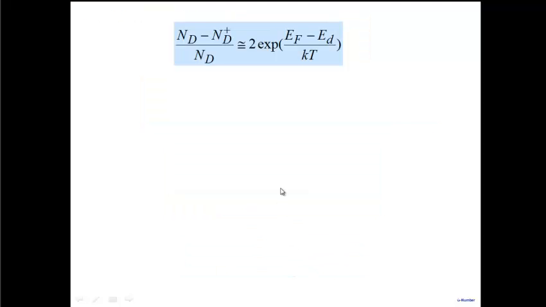All right, so let's start from here. Now Nd minus Nd plus by Nd equals 2. I write this as EF minus EC plus EC minus ED by KT. You can see why I'm doing it. EF minus EC, what does this remind you of? Anytime I see EF minus EC by KT, which equation does it remind you of? This one: N0 equals NC exponent minus EC minus EF by KT. So I'm going to take EF minus EC from here and express it as N0 by NC. So I can get Nd minus Nd plus by Nd equal to 2 N0 by NC exponent EC minus ED by KT.